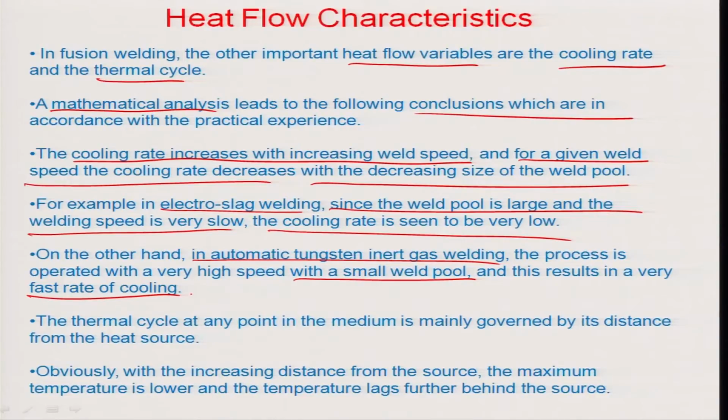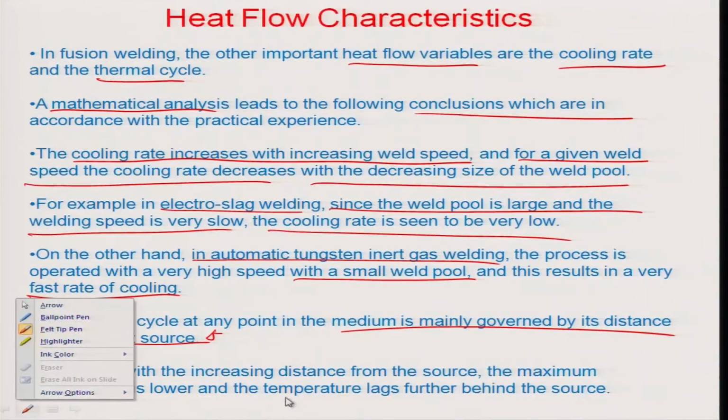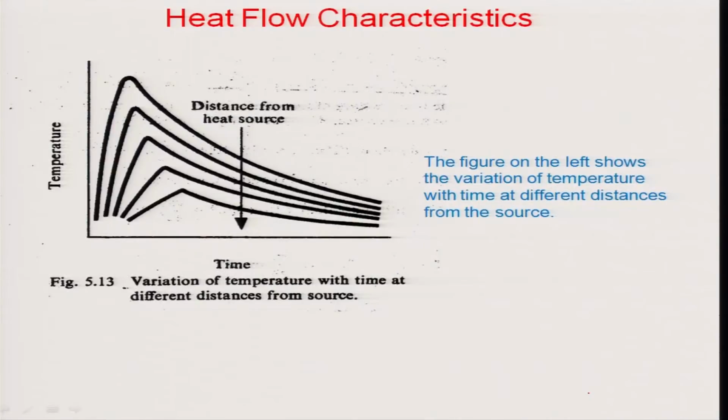So, the thermal cycle at any point in the medium is mainly governed by its distance from the heat source. So, obviously, with increasing distance from the source, the maximum temperature is lower and the temperature lags further behind the source. You can see the plot here.